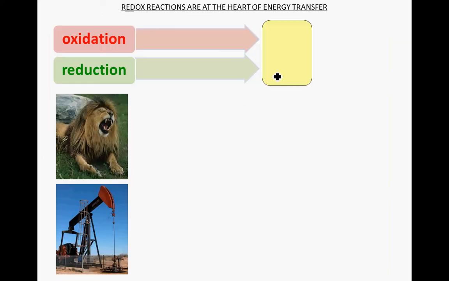So oxidations and reductions. Oxidation is when you are losing, and reduction is when you are gaining. And the question is, well, losing or gaining what? And the answer is electrons. A loss of electrons is oxidation, and a gaining of electrons is called a reduction.